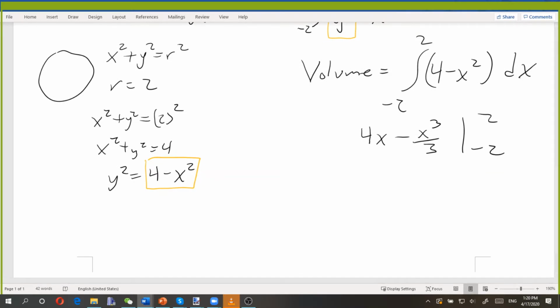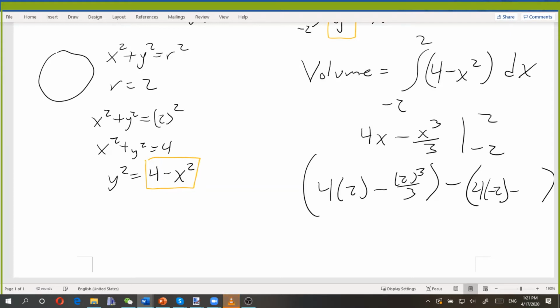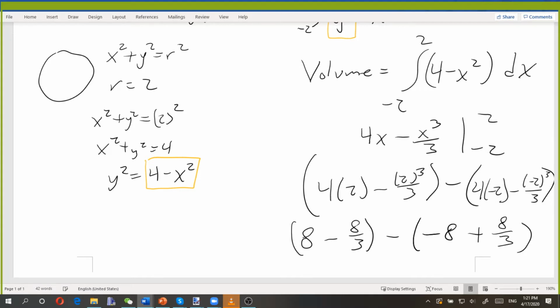And this will become our upper bound, 4 times 2 minus 2 cubed over 3, minus 4 times -2, our lower bound, minus -2 cubed over 3. So I've got 4 by 2 is 8 minus -8, or 16. I guess I'll write this out. 8 minus 8/3 minus -8 plus 8/3. Since -2 cubed is -8, and a negative times a negative is a positive.